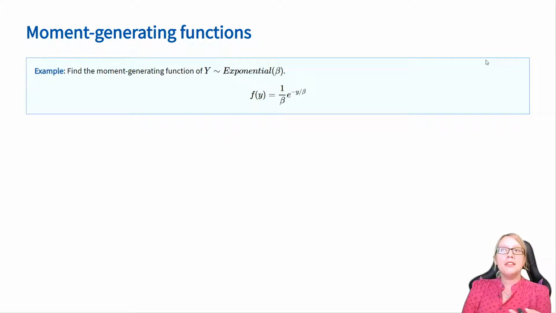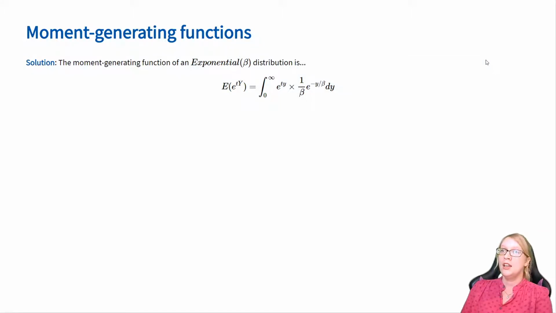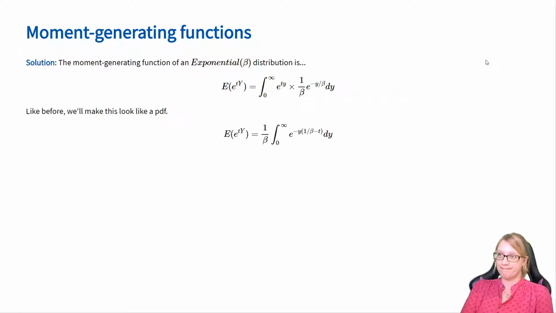Now let's find the moment generating function of the exponential to get a bit more practice. And as you might guess, we're going to need to use the same trick that we just used. Because the exponential is continuous, we will integrate to get the expected value. So the expected value of e to the ty is the integral from 0 to infinity of e to the ty times 1 over beta times e to the negative y over beta dy. Here we're parameterizing this in terms of beta.